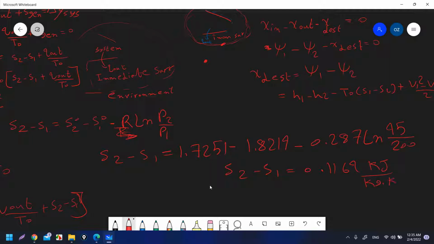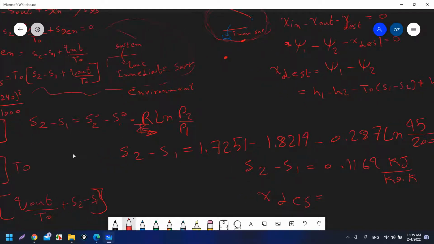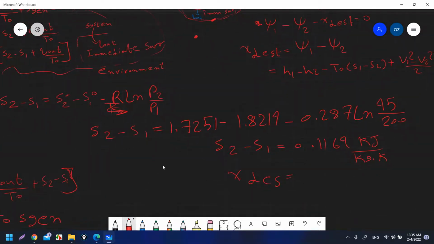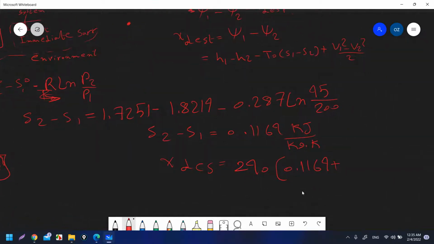Okay, for the Exergy destroyed, finally, it is this equation. First, T naught is 290 times S2 minus S1, which is 0.1169, plus Q out, which is 3 given in the question, over T naught, which is 290. So this will give me Exergy destroyed equal to 36.9.